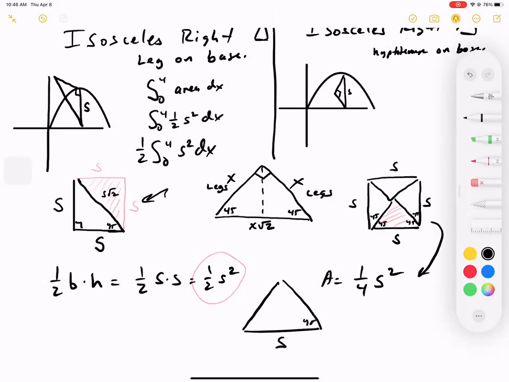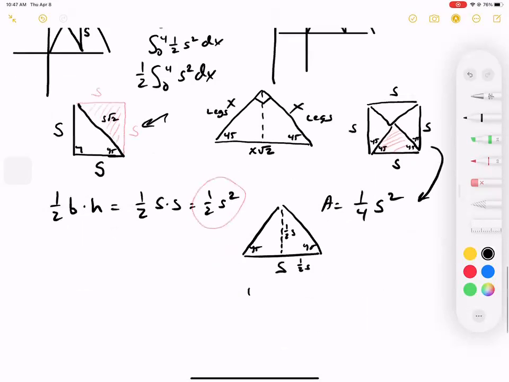If we call this S, this is 45, this is 45. And we cut it up to try to find the height. This is 1/2 s. This is 1/2 s. Right? Because of the same 45, 45. The area of this is 1/2 s times 1/2 s, which is 1/4 s squared. So geometry still rules. But I think just dividing by 4 makes it easier on us.